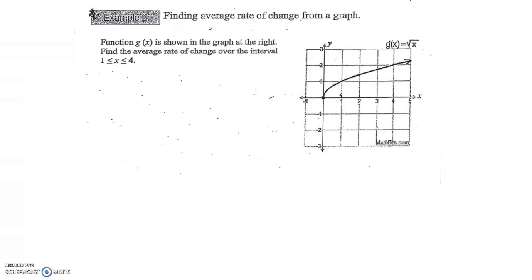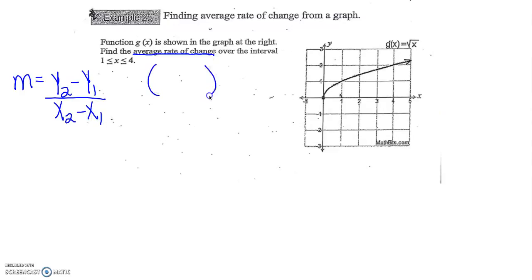All right, in the second example, it's a little different. We don't get a table. Here they give us an actual graph. Now, it says find the average rate of change. So I'm going to write m equals y2 minus y1 over x2 minus x1. Now, my x values that are given to me, I have a 1 and I have a 4. And I got those from right here. So this is x1, and I got to find the y1. This is x2, and I have to find the y2.